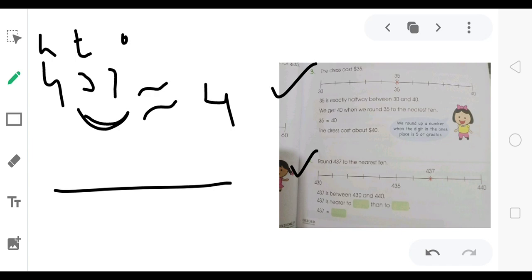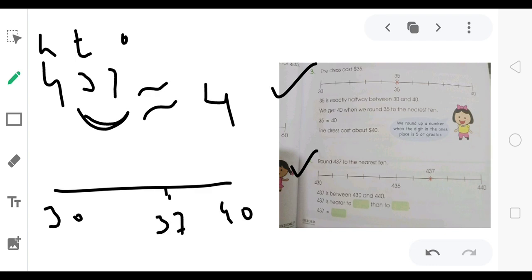37 lies between 30 and 40. Am I right? Now look at the 7. The value 7 is greater than 5, or this is a strong number. So what does it mean? It means that it will push 30 to the next tens. That one is 37. So here.